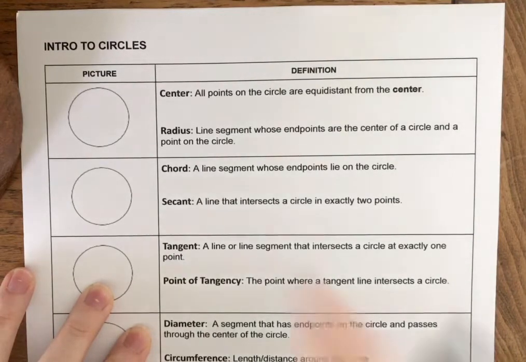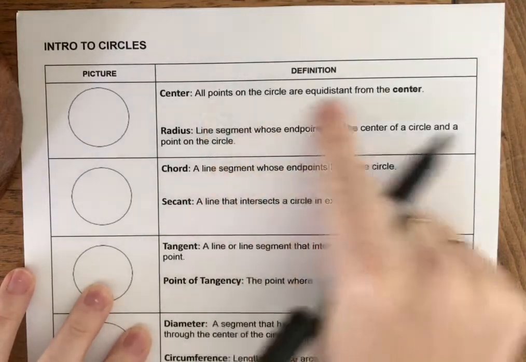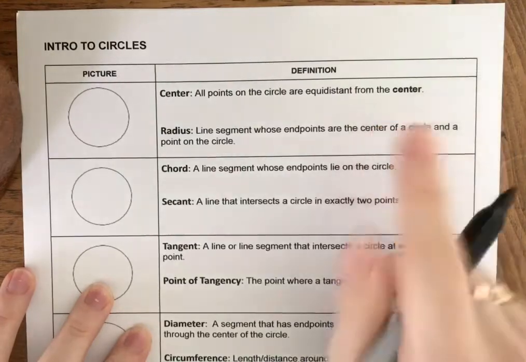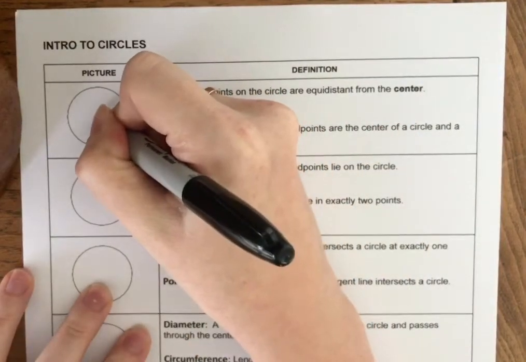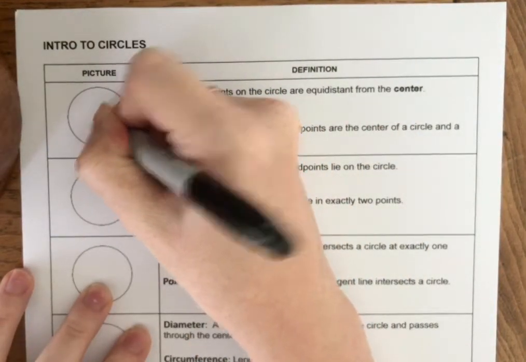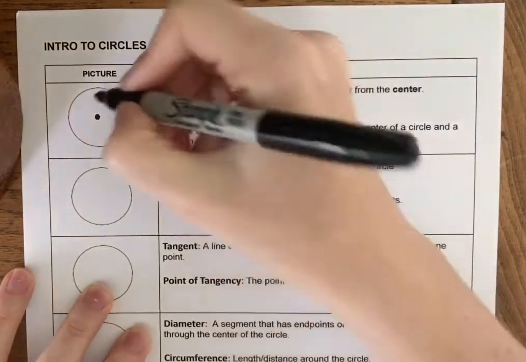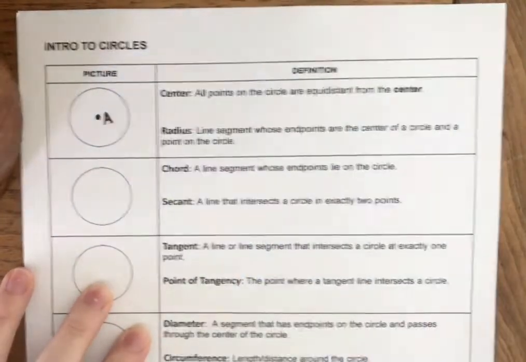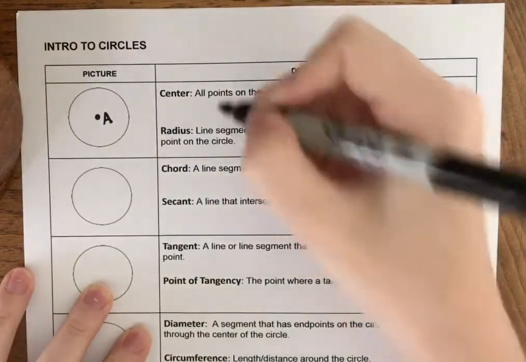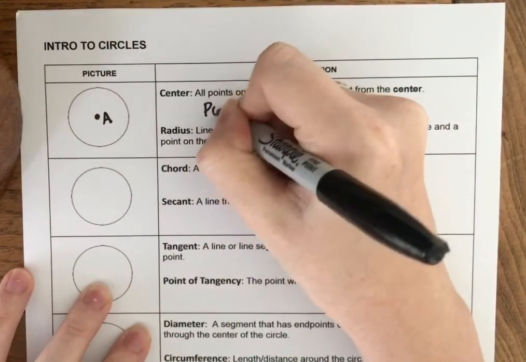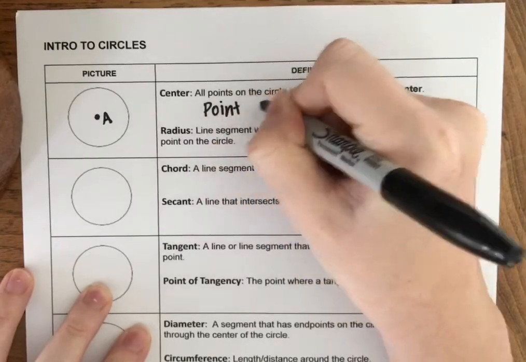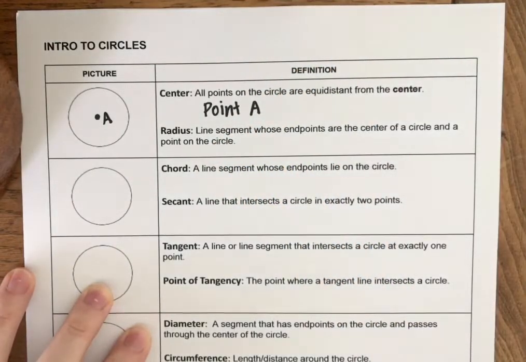Okay, so first things first, the definition of the center of a circle is all points on the circle are equidistant from the center. So let's say that I have a point, and all of your circles will have a point in the center. Let's say that this is labeled point A. So the center of my circle is point A or B or C or whatever it might be.